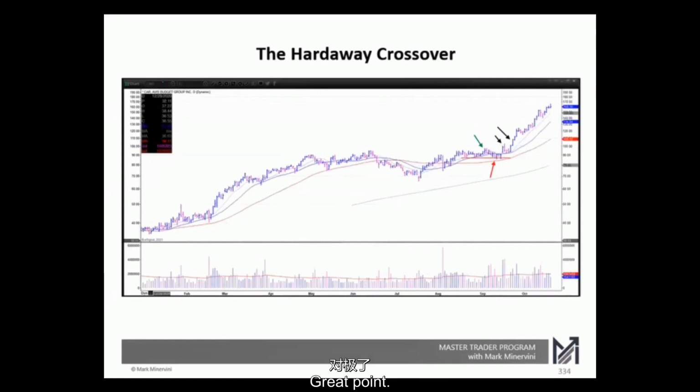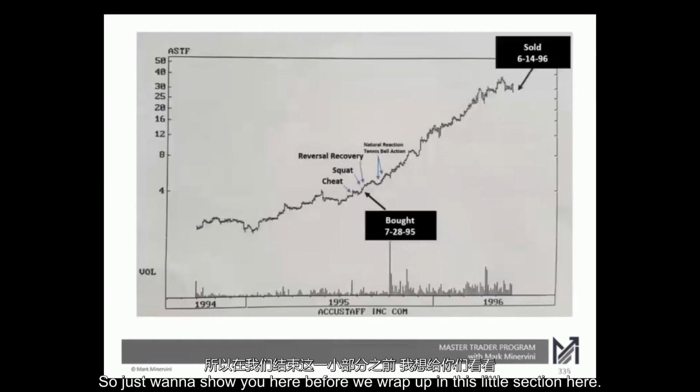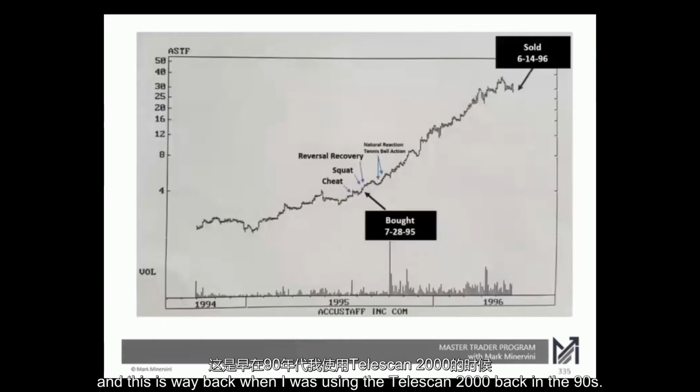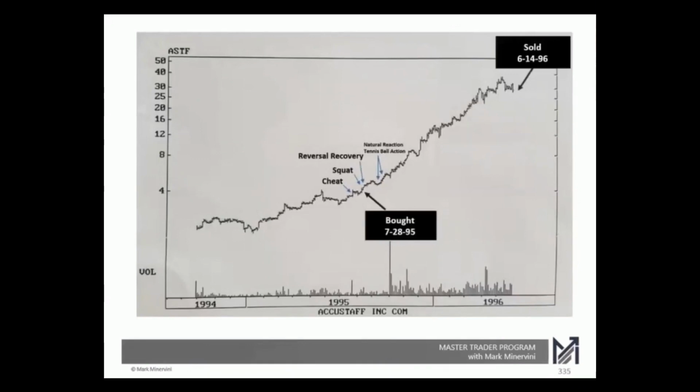Yep. Great point. So just want to show you here before we wrap up on this little section. This was a stock, and this was way back when I was using Telescan 2000 back in the 90s. This was one that I bought that had, you can see a little pattern right here, a little cup with handle pattern. It comes out and it had a little squat, right? And then you had the reversal recovery. You had tennis ball action. Everything just played out perfect. Everything was a natural reaction. Look, a little natural reaction back in there.